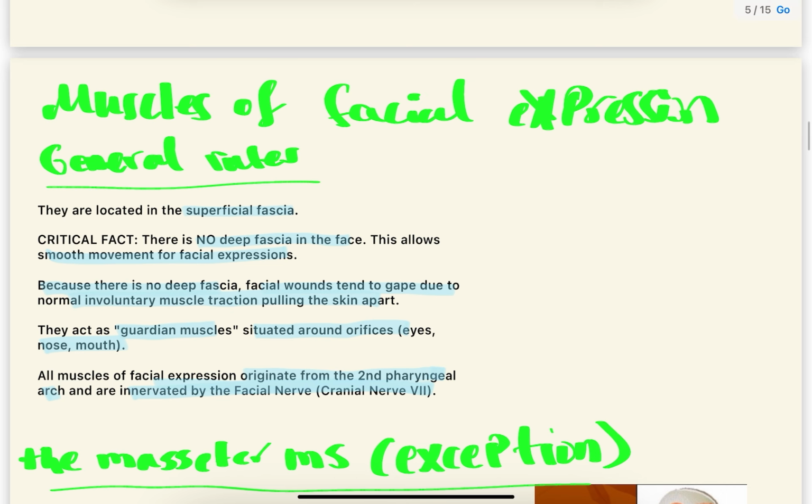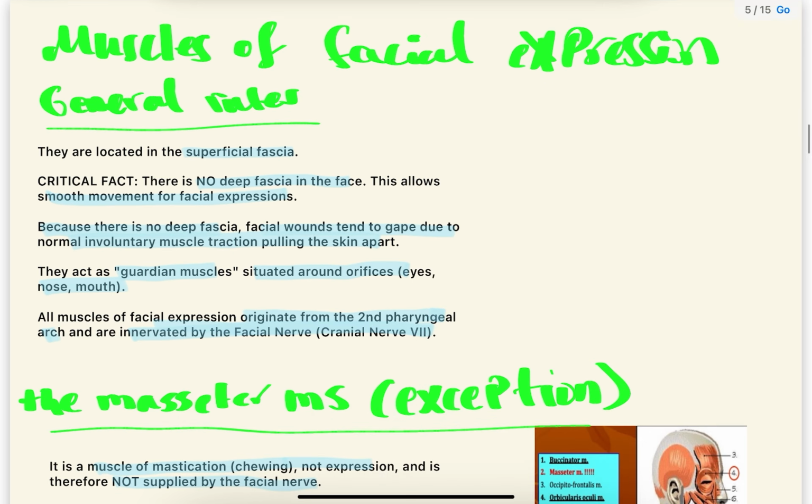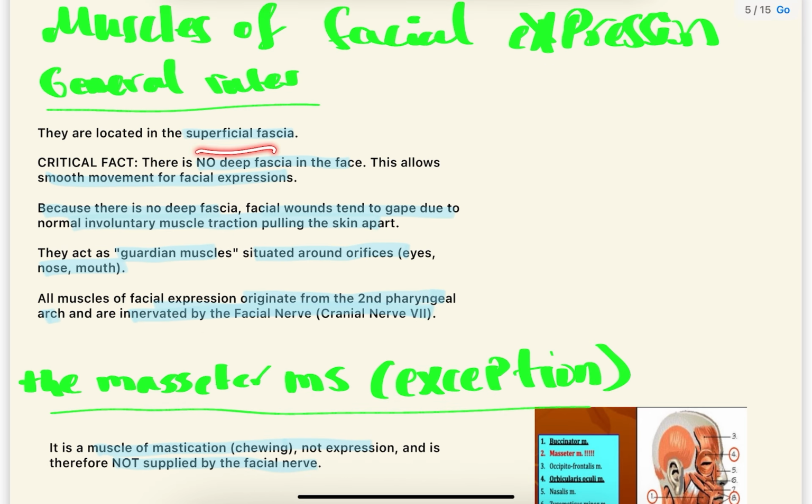Now, let's talk about the muscles of the facial expression. So they are located in the superficial fascia. And it's very important to know that there's no deep fascia in the face. So for that, it allows for the facial expressions and for the smooth movement.